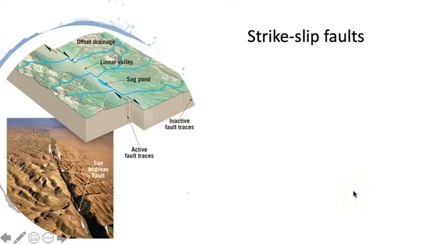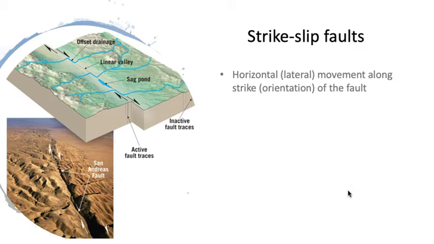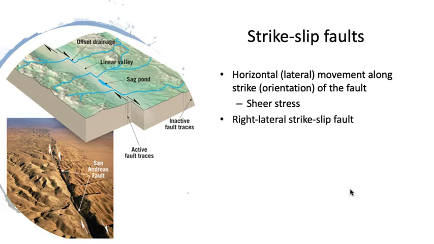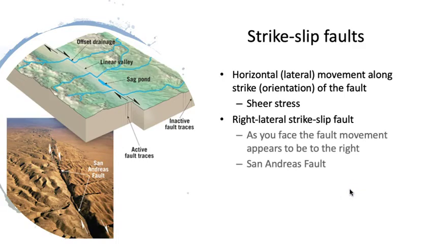Strike-slip faults involve horizontal or lateral movement along the strike or compass direction of the fault. They are the result of shear stress and are classified as right lateral or left lateral. With right lateral strike-slip faults, movement of objects on the other side of the fault appears to be to the right. The San Andreas here in California may be the most famous right lateral strike-slip fault.